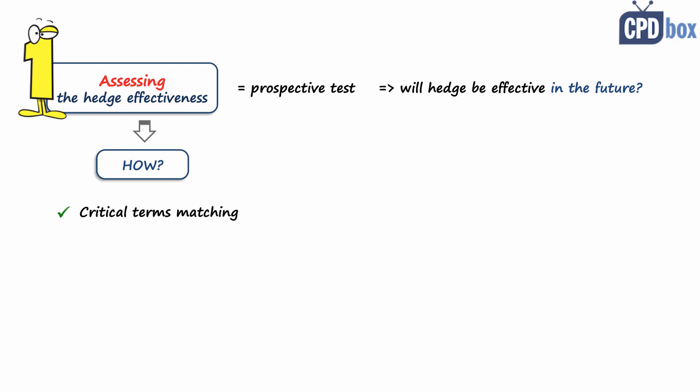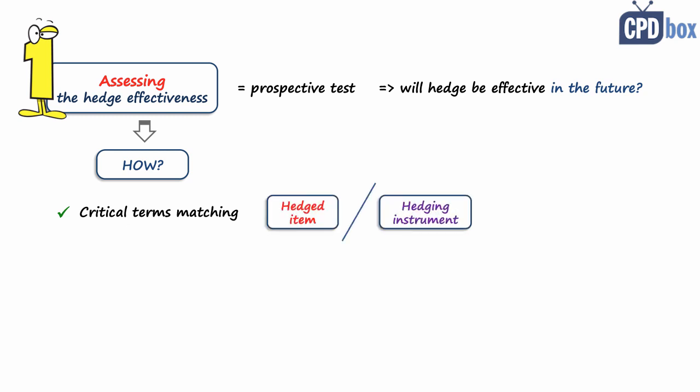So at the start of your hedging relationship, you're going to compare the terms of the hedged item with the terms of the hedging instrument, and you're comparing the maturity dates, the currencies, interest rates, notional amounts, well, whatever relates to the situation. This method is used for simple transactions like simple forward contracts hedging the forecast transaction.